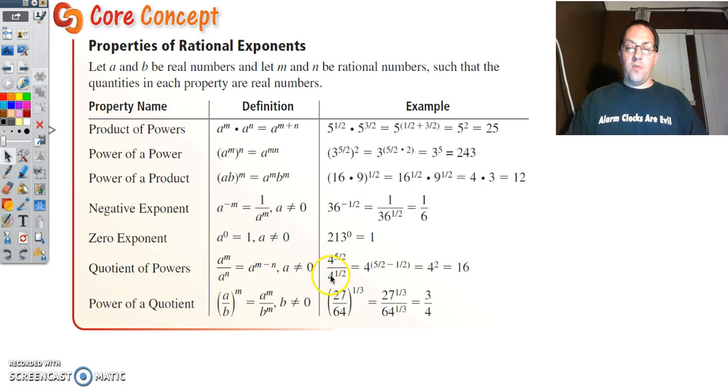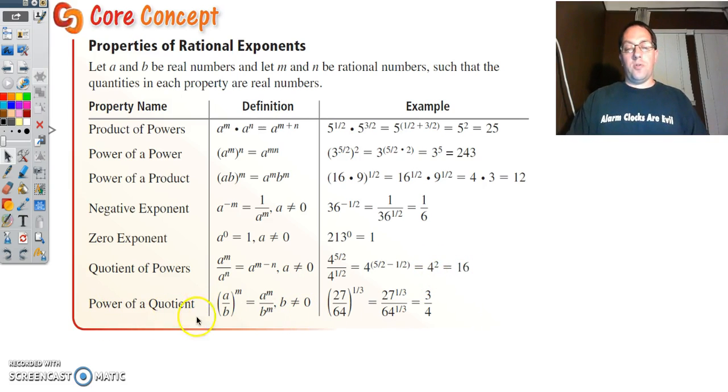So here you have 4 to the 5/2 divided by 4 to the 1/2. Our bases are the same, so we can just subtract the exponents. 5/2 minus 1/2 is 2, and so that's 4 squared, which is 16.